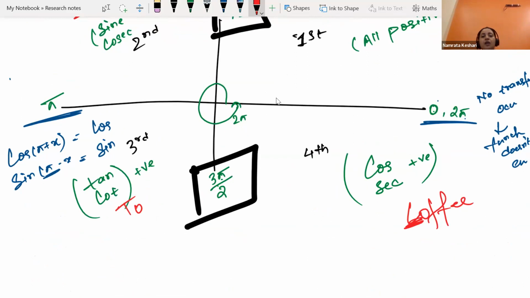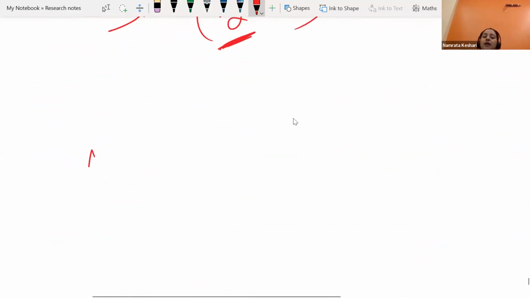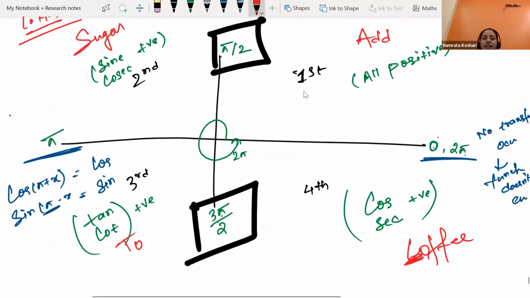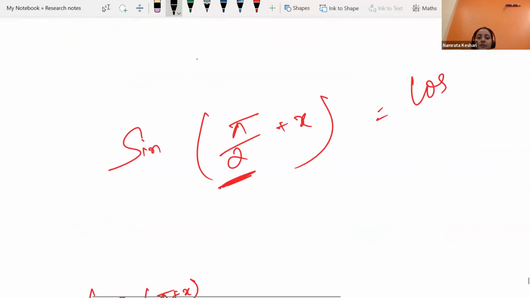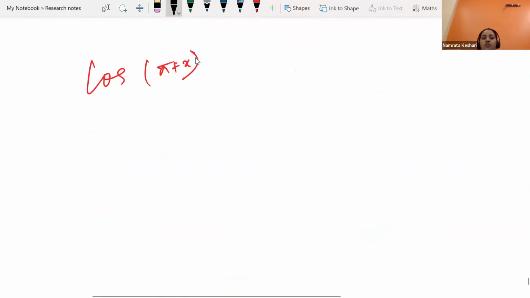Now we were having cos of pi plus x. Which quadrant is it lying in? First, second, third, or fourth? It's in the third quadrant. Yes, and in the third quadrant, cos is negative, right? So this is negative.